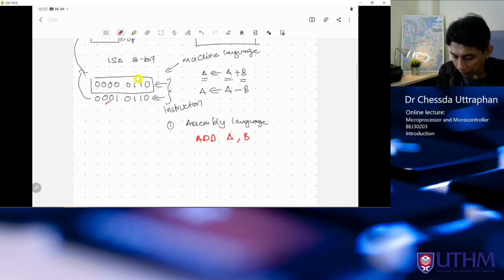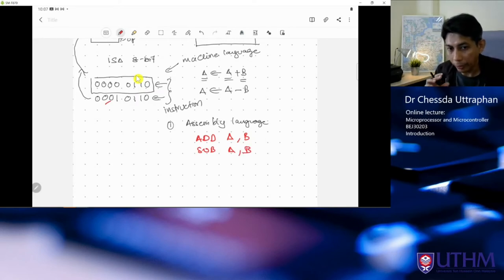Or to do the subtraction, we will write the language like this. And we will use the computer to translate this into the machine code such that the microprocessor can understand our program. Because the microprocessor does not understand this, the microprocessor understands this, machine language. This is human language actually, all right? And this one is called a low-level language or assembly language, yeah?